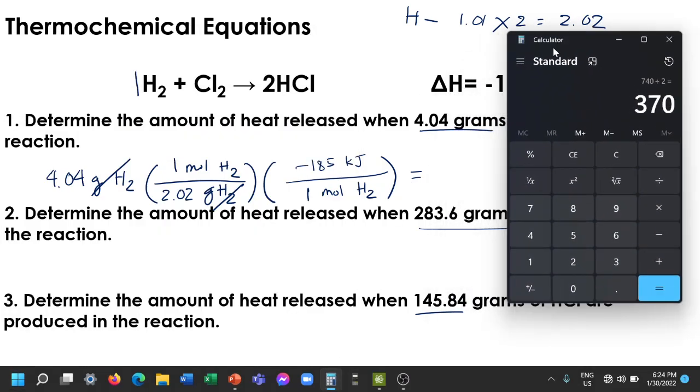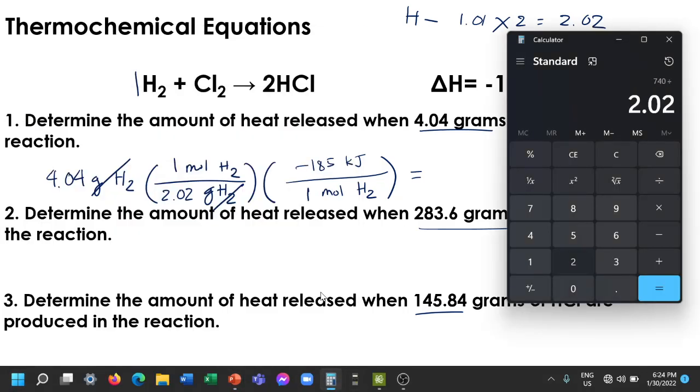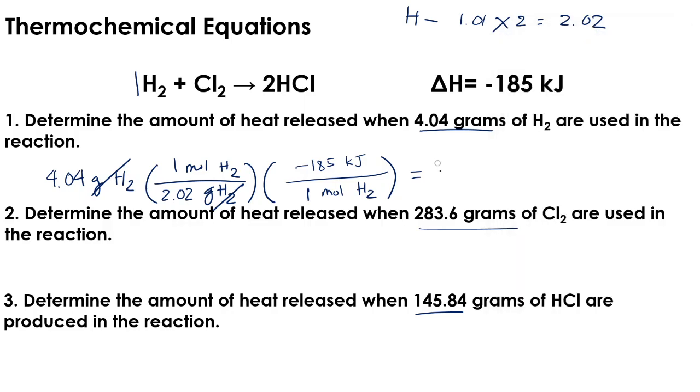So let's do the math here. So that's 4.04 times 185, and then divided by 2.02. The answer is equal to 370. So this one is negative 370 kilojoules.